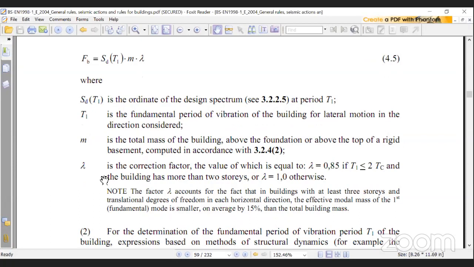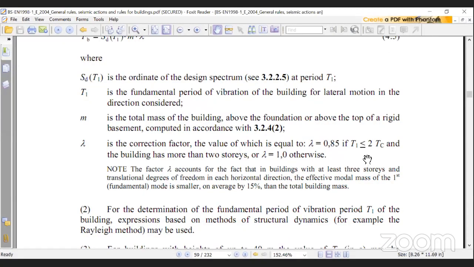Of course, again, the value of lambda, which is a correction factor, has been given there depending on the limitations. If your value of T1 is less than 2TC and it has more than two stories, then the value becomes 0.85. In our case, we had a building which is multi-bayed, and it is more than two stories. In our case, it is three story. Again, as I said, you have to get the definition of story right, because in our case, it is not a two story per se, it is a three story. As I said, a story is the space in between two floors, the ground, for example, and any other suspended floor. The value becomes 1.0 for any other case, if it is bigger than 2TC, and if you're not dealing with more than two stories.